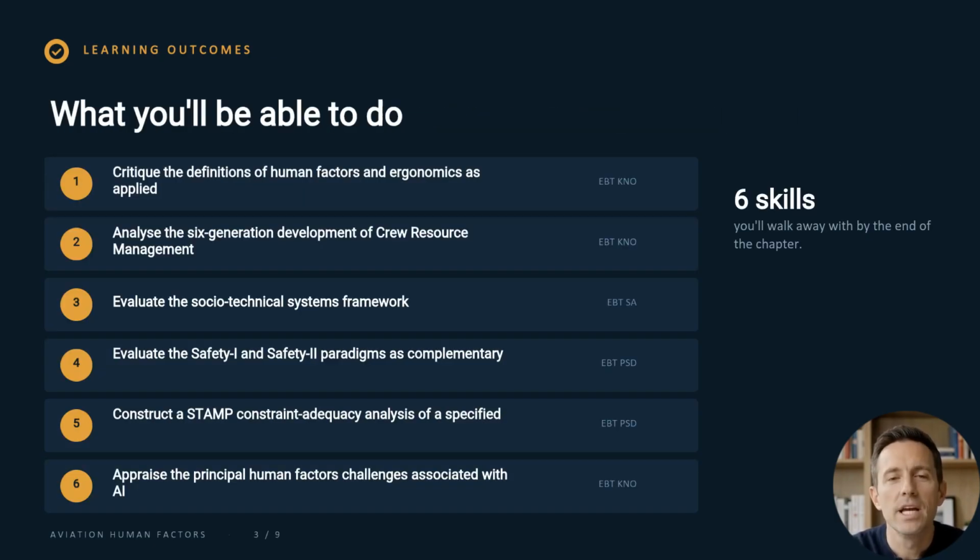By the end of the chapter, you will be able to critique the definitions of human factors and ergonomics, analyze the sixth-generation development of crew resource management, evaluate the socio-technical systems framework, weigh Safety 1 and Safety 2 as complementary paradigms, construct a STAMP constraint adequacy analysis, and appraise the human factors challenges associated with artificial intelligence.